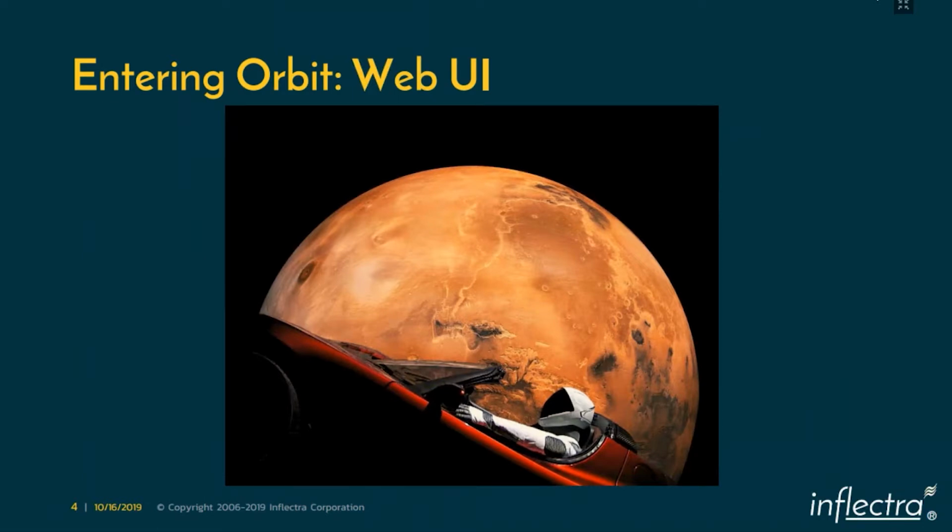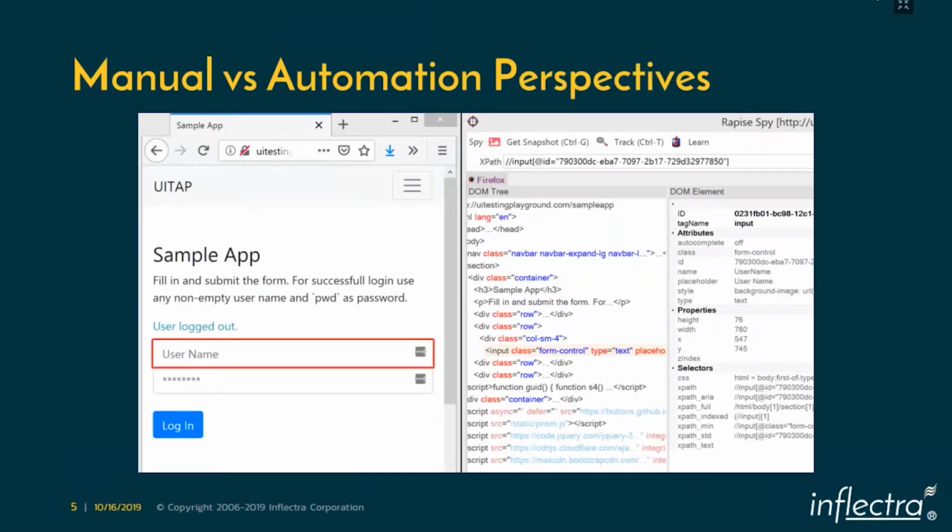So let's talk about Web UI first. Let's learn more about the object we are going to explore. From the perspective of a manual tester and from the perspective of a test automation tool, web applications look very different. A manual tester sees the UI that you can see on the left side of this picture, while a test automation tool sees a tree of elements. So I'll show what I mean.